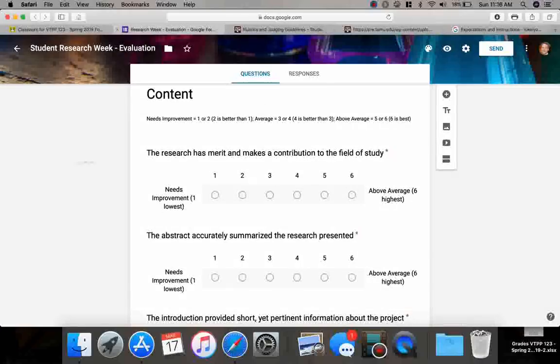So if we go back to our form, you notice I put here needs improvement 1 or 2, 2 is better than 1, average 3 or 4, 4 is better than 3, above average 5 or 6, and 6 is the best. So it goes needs improvement 1 is the lowest, above average 6 is the highest. It's not a typo that it says above average for 6.